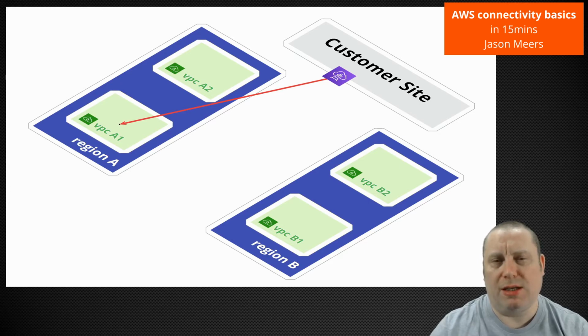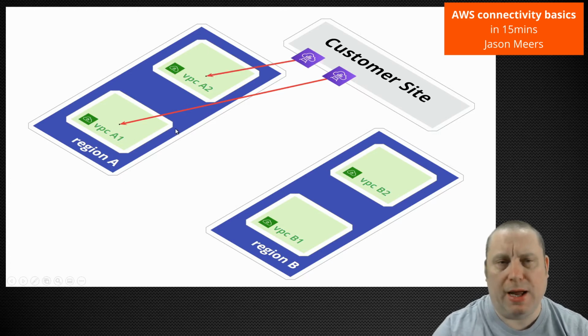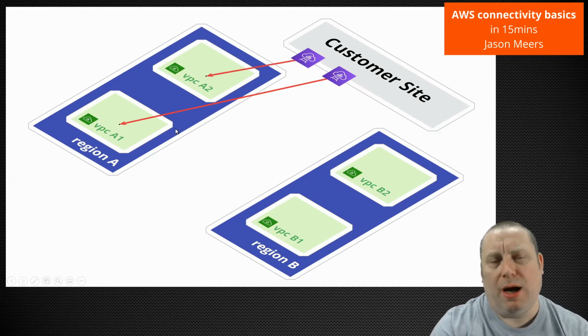And the other thing to say is that there is something I've missed out on that red line, which is called a direct connect location, which is basically where the customer equipment meets a provider's equipment. I'm just going to leave it out for simplicity in this diagram, but it does exist. But just for the purposes of this, we've got a direct connect from the customer site going into a VPC. And again, that's a one-to-one. If I want to do that again to other VPCs, again, I need to do it per VPC.